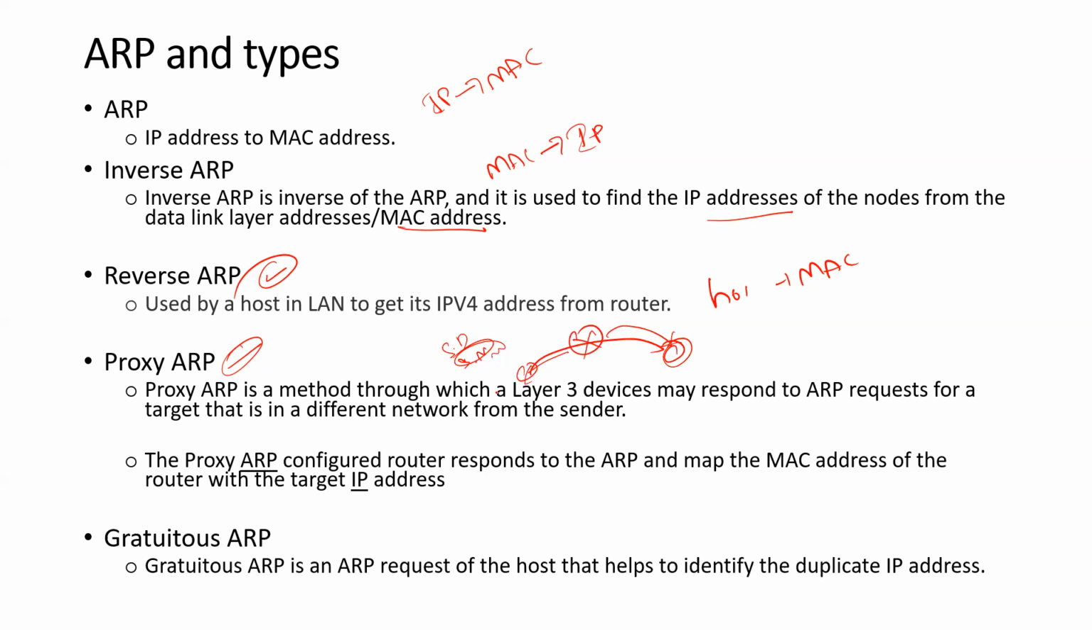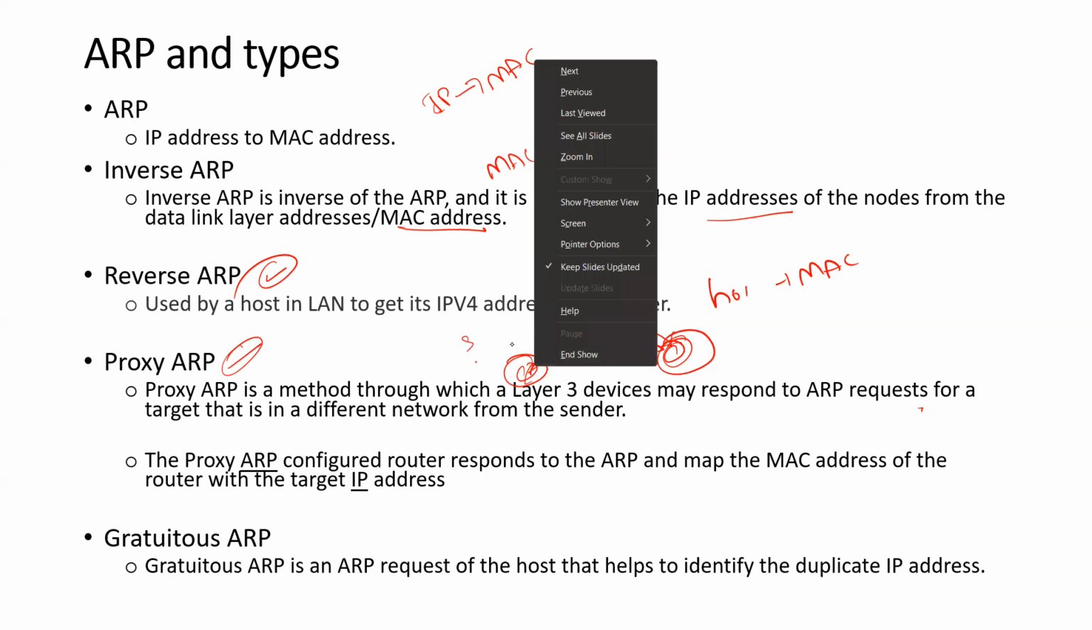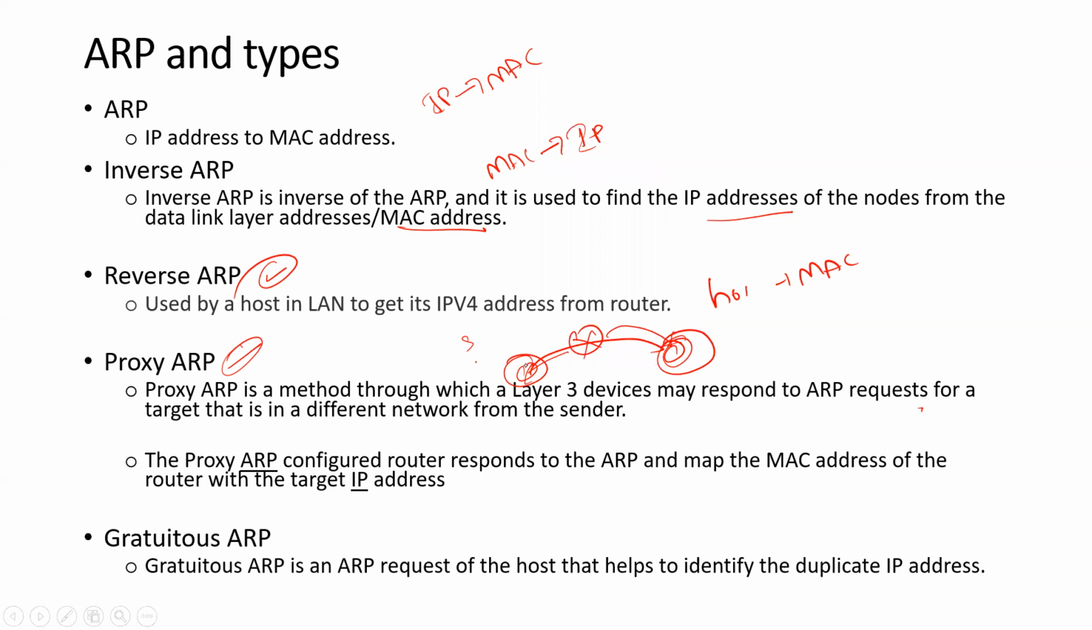Proxy ARP is a method through which a layer 3 device may respond to the ARP request for a target which is in a different network from the sender. Suppose the sender is in one network and the receiver is in some other network. While sending the information, it needs a source IP, destination IP, source MAC, and destination MAC. Here we don't know the destination MAC. So the router provides its MAC address instead of the destination MAC address, right? That's what the layer 3 device means. It's a router. So the router is responding to the ARP request for the target in a different network from the sender. Is it clear?